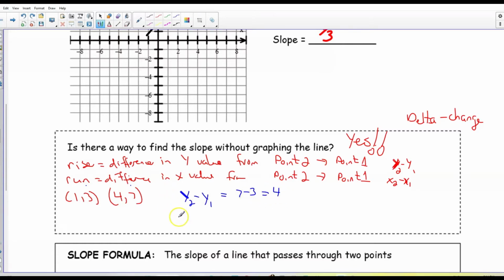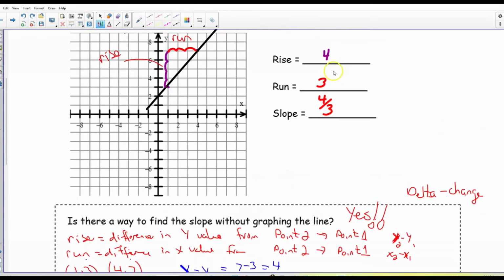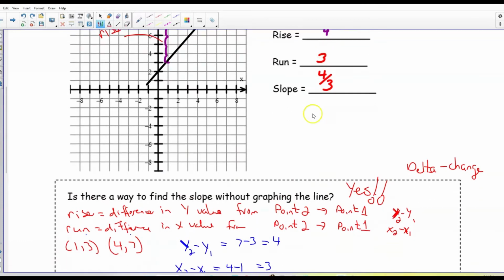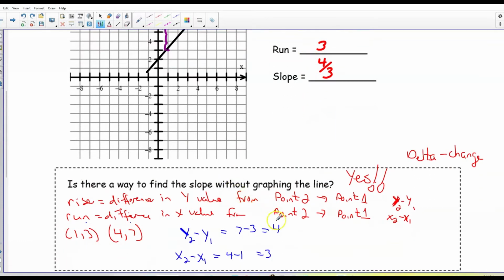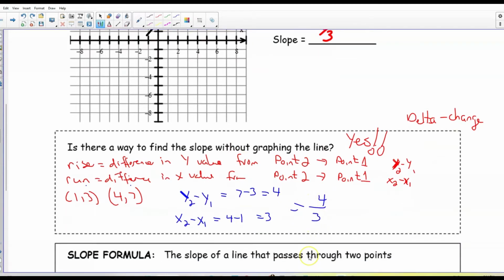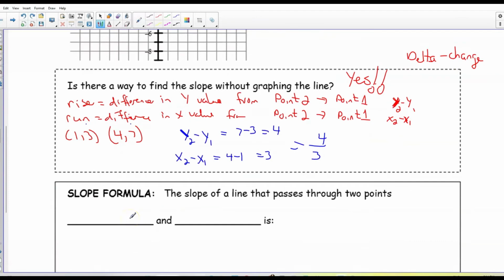And then we had what's the change in their x values from those 2 points, so x2 minus x1. Again, that's an x. So we have 4 minus 1, which equals 3. And we notice that our slope up here, we've determined our rise and our run, and that's going to equal 4 over 3. So I'm just going to go over here, equals 4 over 3.